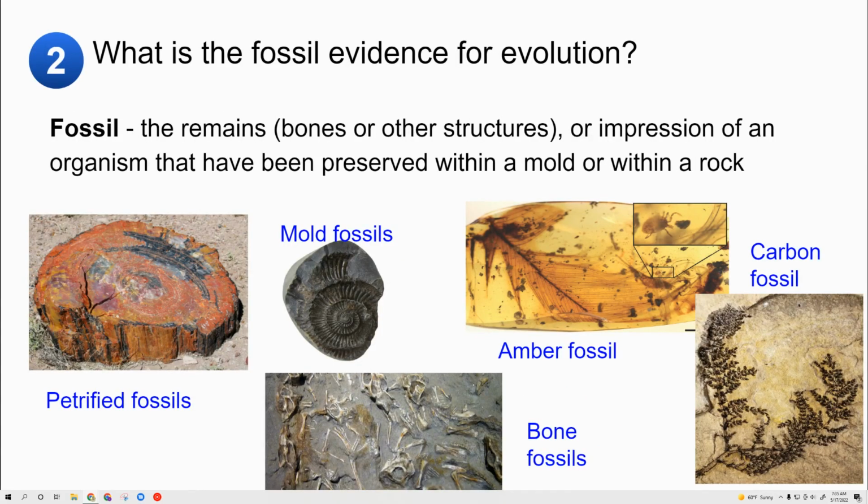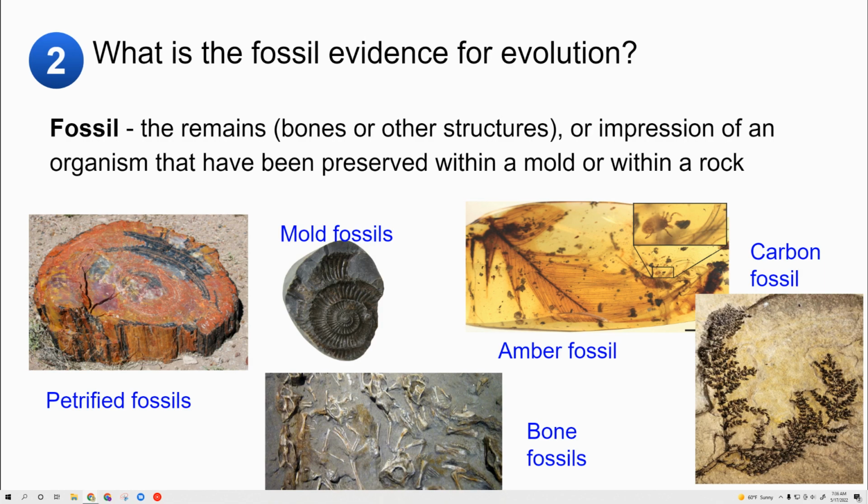Alright, so that's anatomical evidence. We'll now move on to fossil evidence for evolution. Starting out simple, what's a fossil? A fossil is the remains or an impression of an organism that has been preserved within a mold or within rock for hundreds to thousands to millions of years.